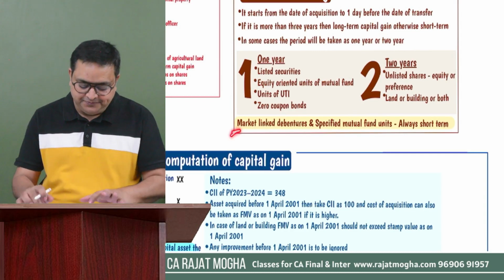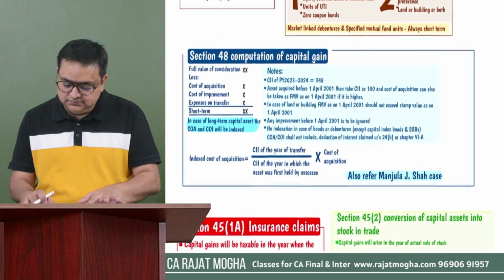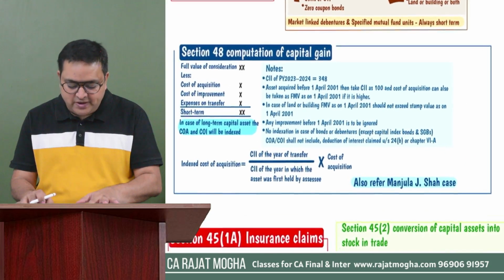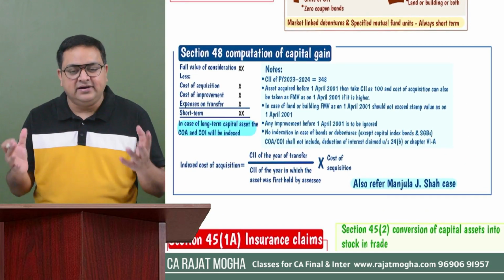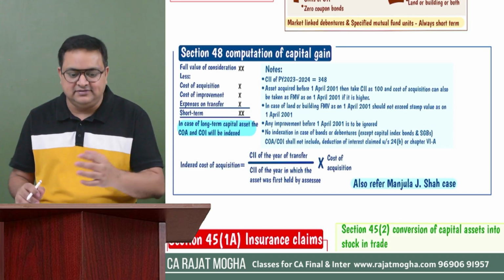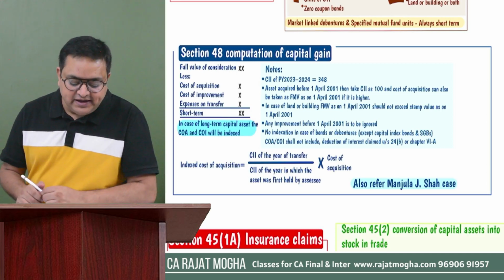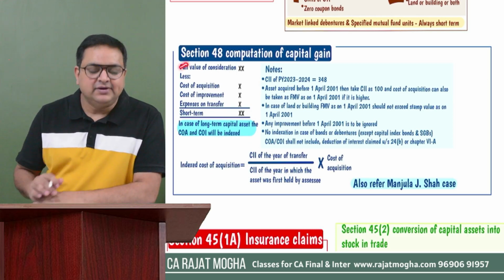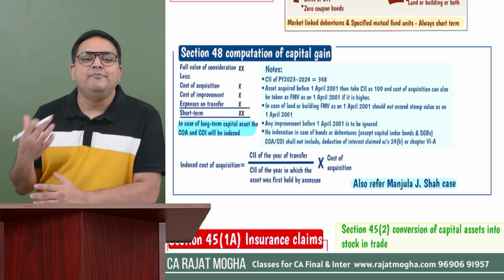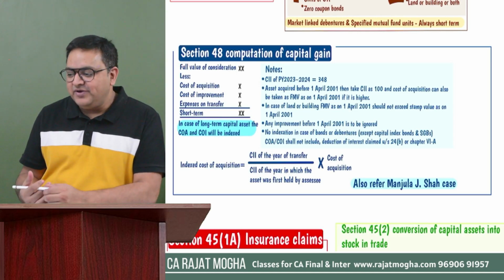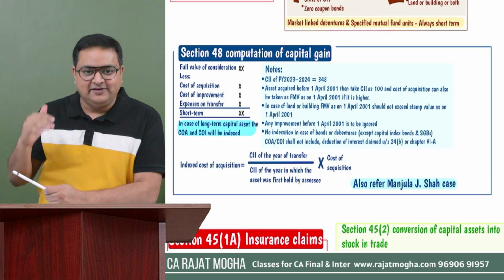This is important. Okay. See guys, this is a very quick revision, so I'm not explaining that in detail, but yes, I'll be covering all the sections, right? Section 48 would be computation of capital gain. How we compute our capital gain. So the computation is very easy. Selling price minus cost price.